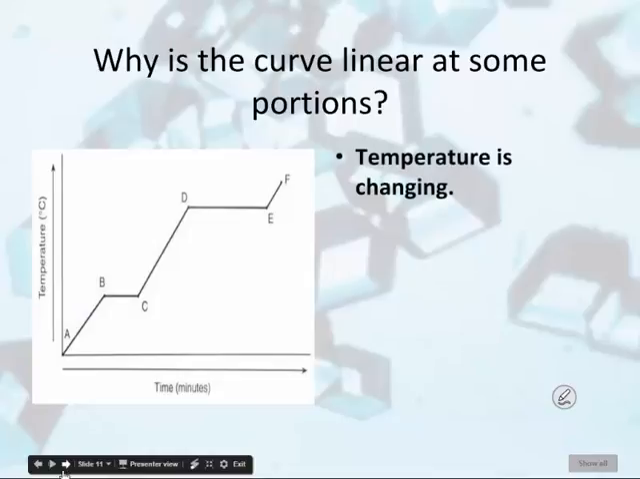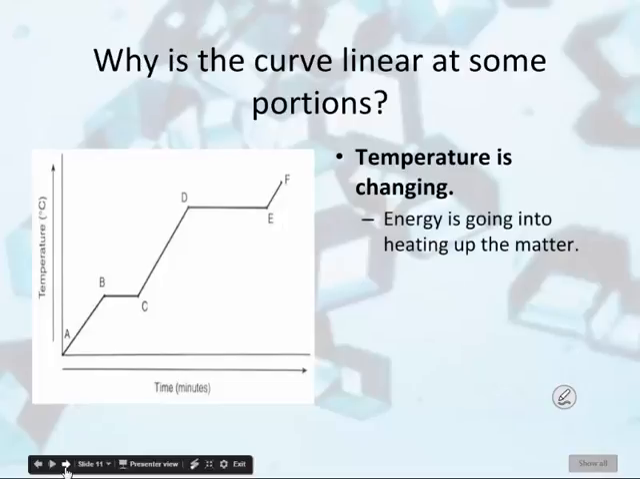So what about the linear portions that are sloping upwards? So A to B, C to D, E to F. Here temperature is changing, so the energy is going into heating up the matter. Our temperature gets larger and larger. And so in these segments between A and B, C and D, and E and F, we're increasing our kinetic energy.